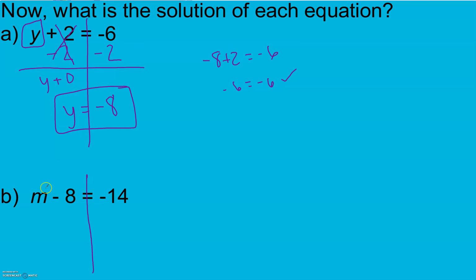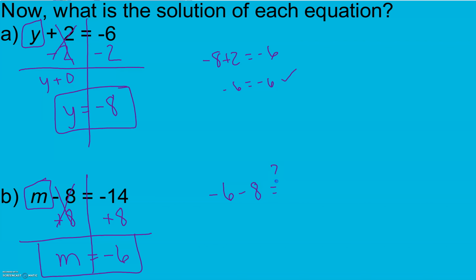Same idea. I'm trying to get m by itself. So to get rid of a minus 8, I have to add 8. And whatever we do to one side, we do to both. Minus 8 plus 8 is 0. So all I have left is m on my left side. On my right side, I have negative 6. If we plug it back in, negative 6 minus 8, does it equal negative 14? And here it does. So we are good.